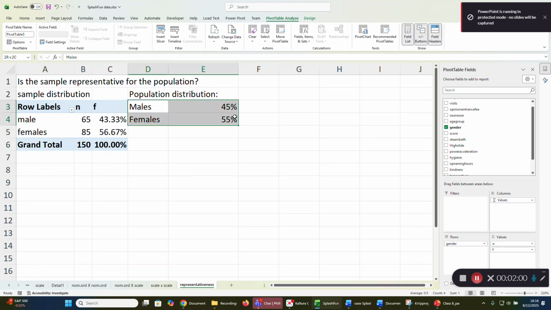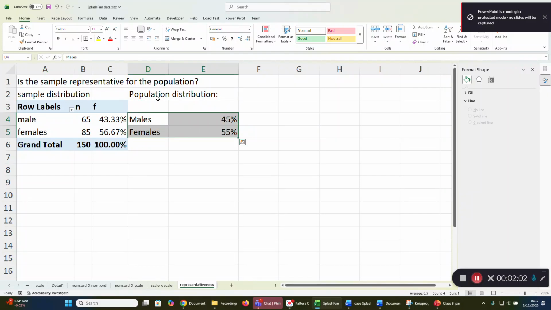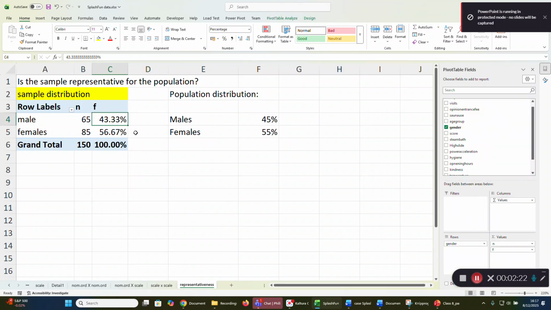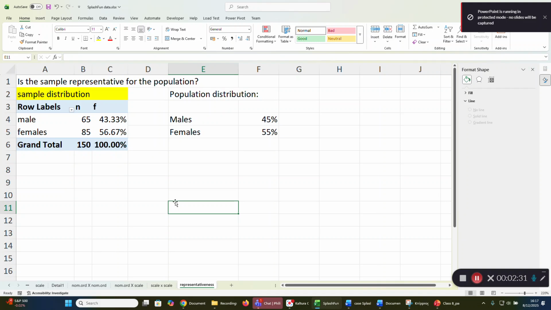Let's put it a little bit more like this. Okay, so what do we have right now? We take a look at our sample, and we see that in our sample we have a distribution of males versus females of 43% versus 56%. So in my sample there were 65 males, 85 females, so obviously we have a little bit more females than males. Now, should we have 50-50 to be representative?